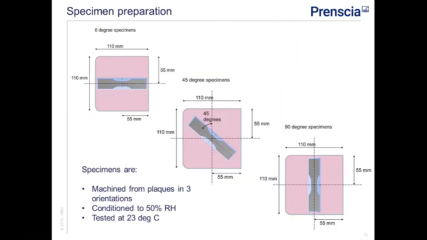So what we've done then is to machine specimens from these plaques in 3 different orientations, 0, 45 and 90 degrees to the flow, and to make our test somewhat representative of real life. Because we're using a polyamide, the condition is very important, that is the moisture content. So ours has been conditioned to 50% relative humidity. We've also carefully controlled the ambient temperature of the tests to 23 degrees C in this case.